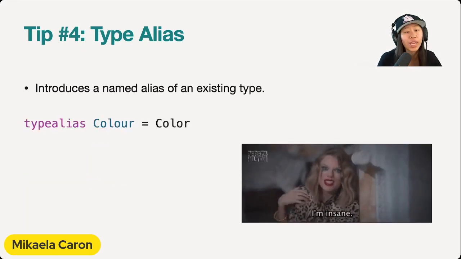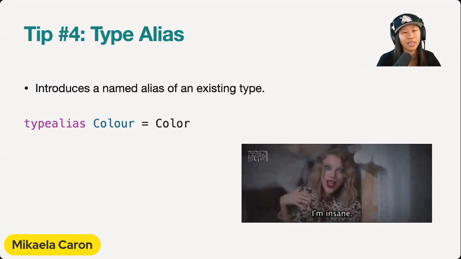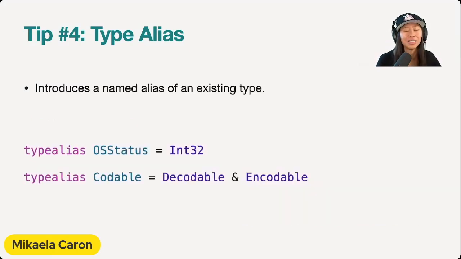So for example, you can make a type alias of Color, spelling it not the US English spelling, a type alias of the color spelling without the U, but don't do this. You can, but don't do it. But more realistic examples are a type alias called OSStatus, which is a type alias for an Int32. So instead of returning Int32 from something, we can return OSStatus. And if anyone didn't know, the type alias of Codable is a type alias of Decodable and Encodable put together.